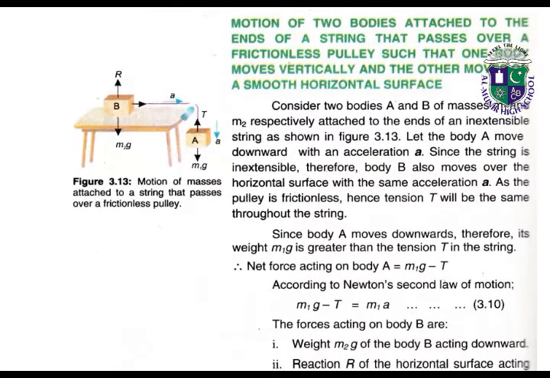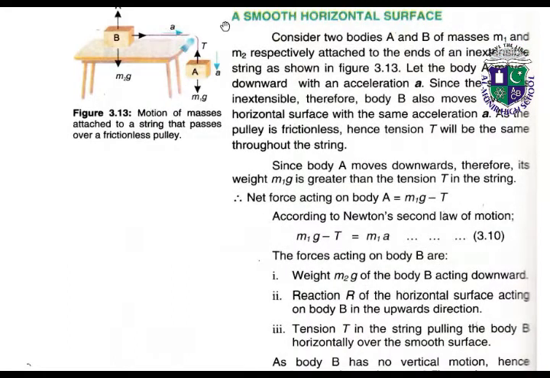Next we have the topic, motion of two bodies attached to ends of a string that passes over a frictionless pulley, such that one body moves vertically and the other one is moving horizontally. Look at this figure 3.13. Yes, we have one body A. It is moving with acceleration a, and it has mass m1 and also has gravity, because body A is moving downward. Now we have another body B.